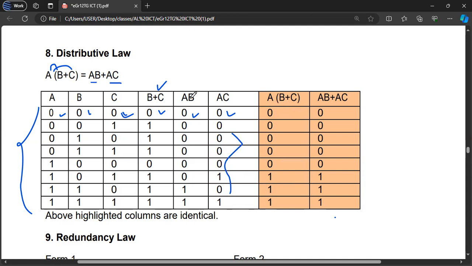Then A, B plus C, B plus C means this one. You need to multiply this with the A, right? So 0 into 0 is going to give you 0 here. Then here 0 into 1 is 0. That's how you need to do for the remaining ones as well. Then AB plus AC. So you need to simply add AB and AC. 0 plus 0 is 0, 0 plus 0 is 0, 0 plus 0 is 0. Like this one and this one. Like that you can do for the remaining ones also. That is distributive law.